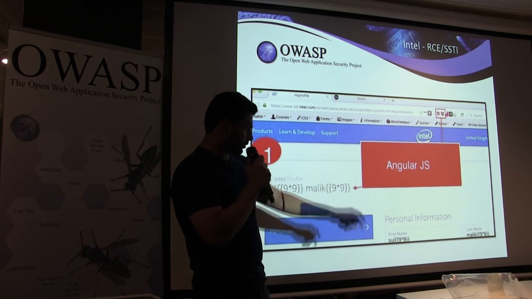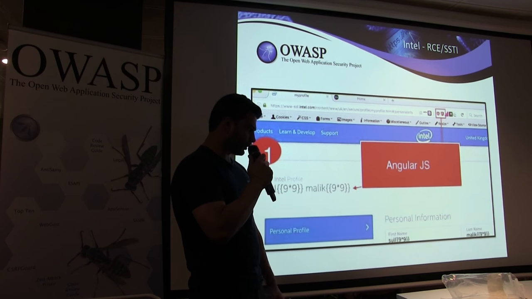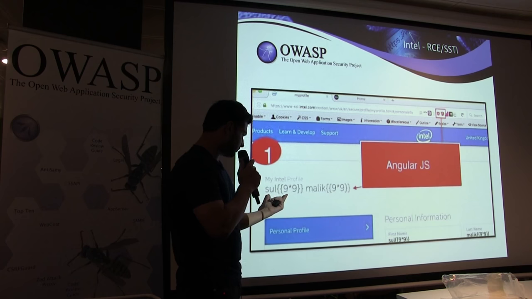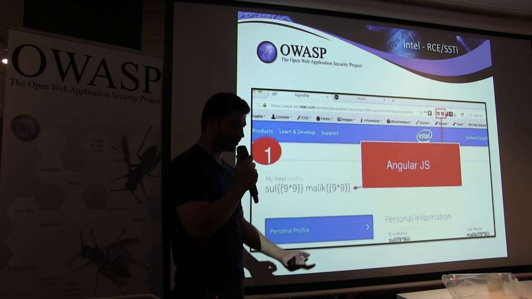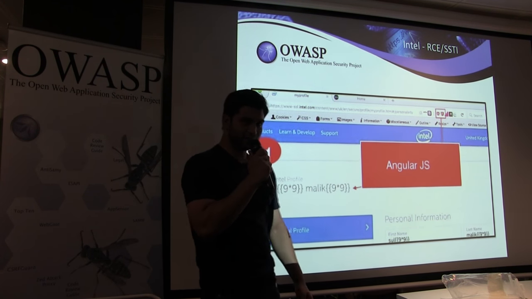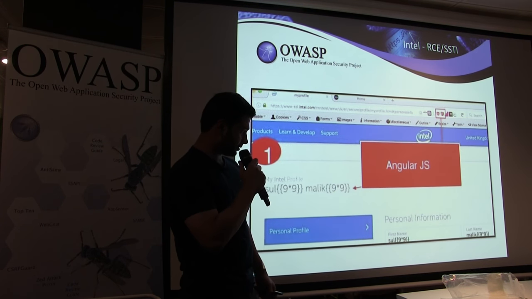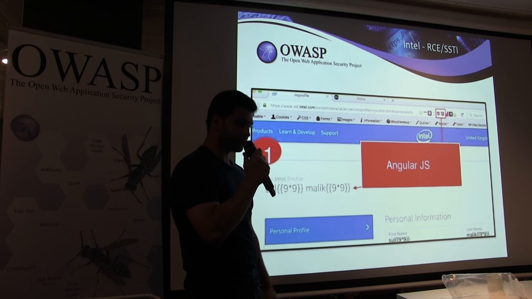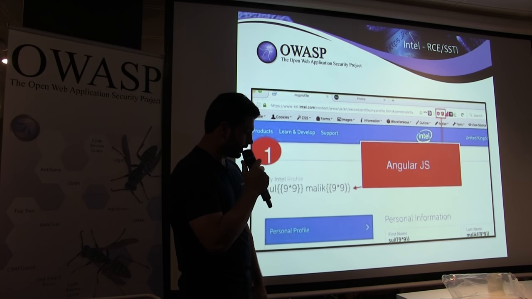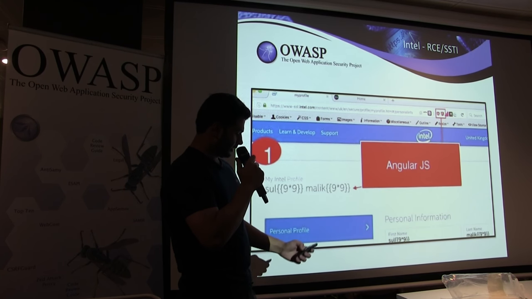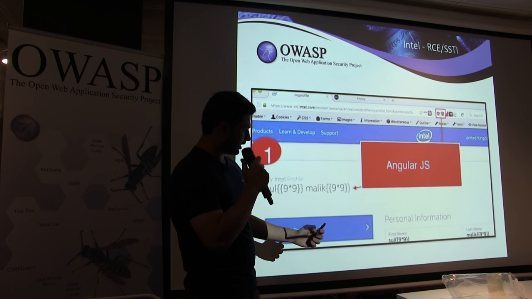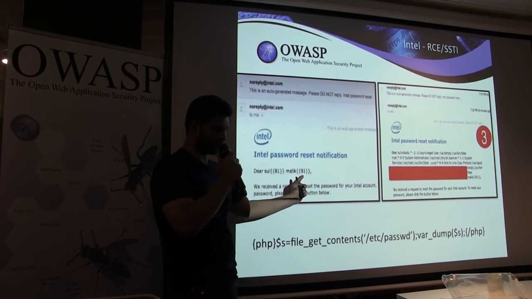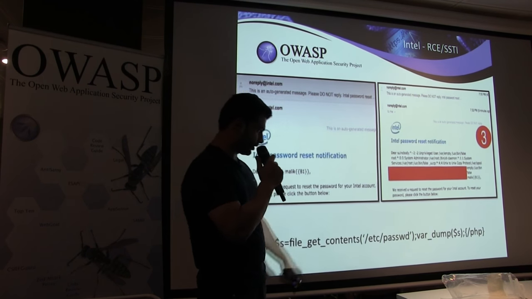So I tried it, and I worked for more than two hours and couldn't find it, because wherever it was reflected, it was just 9x9, not 81. Finally, the next day, I was playing around and came to the password reset function. I reset a new password and got an email on my account. The email was something like: Dear Sul 81, Malik 81, so 9x9 had been converted.